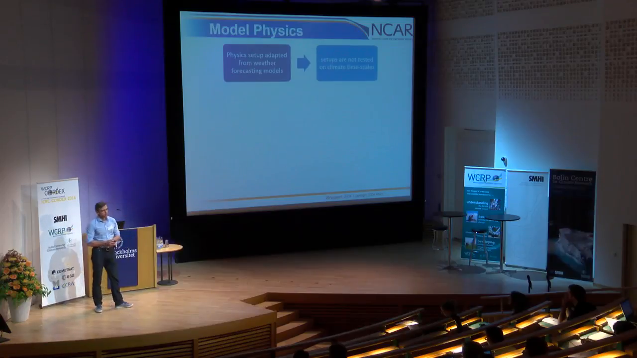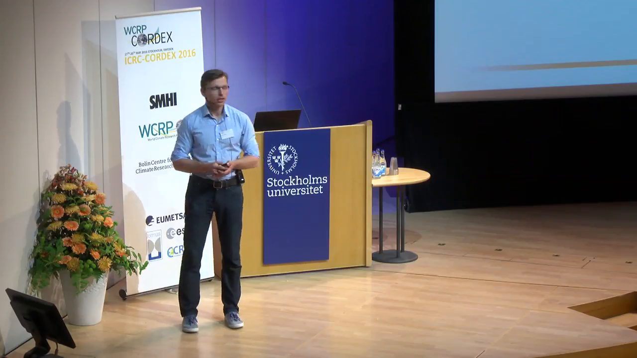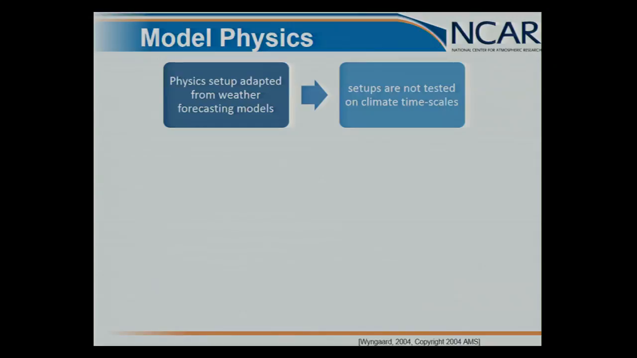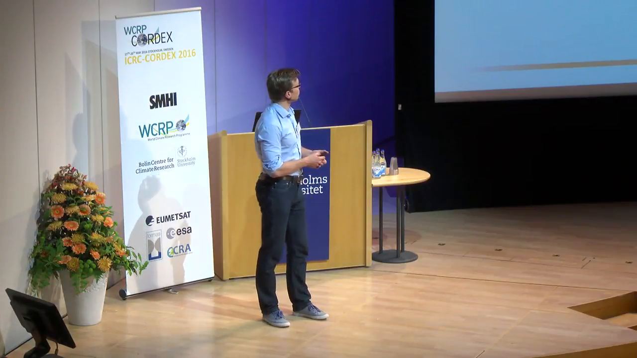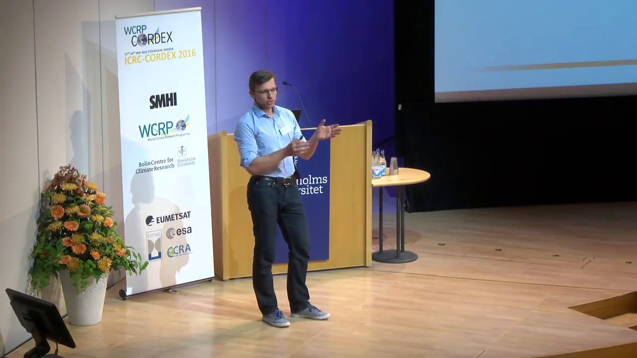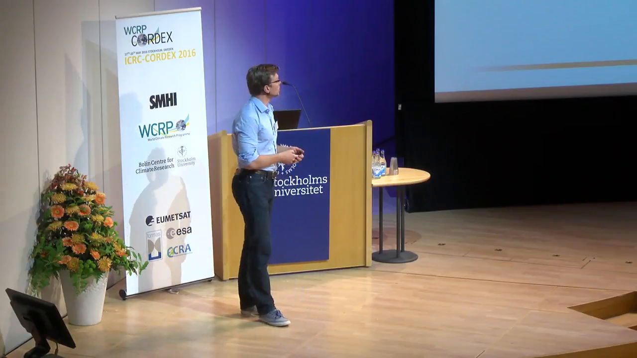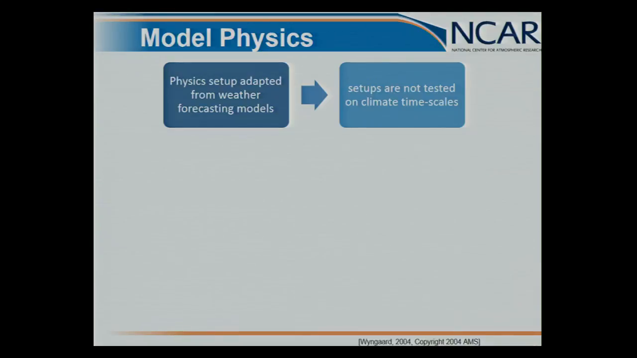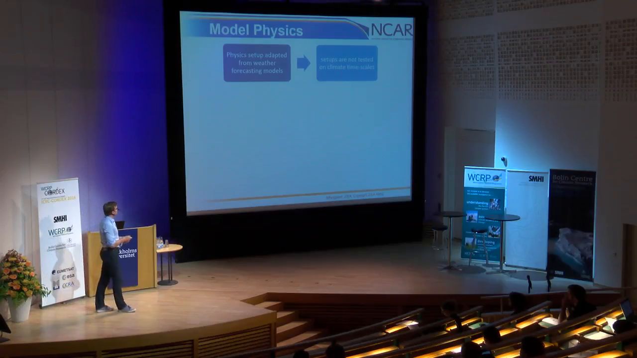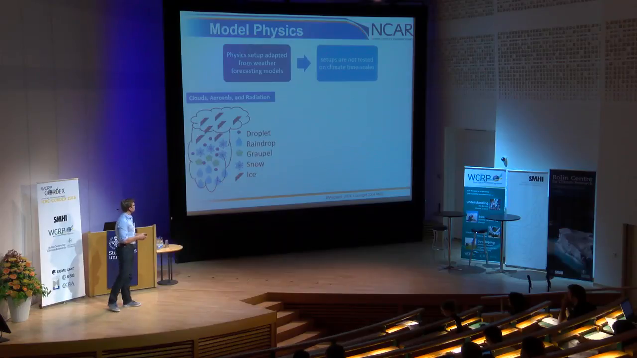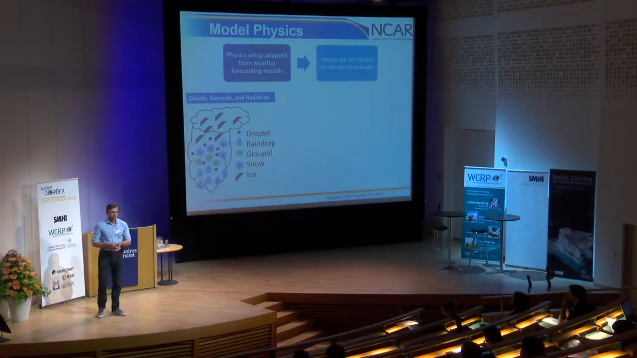So the model physics are, of course, also challenging. What's typically happening in convection-permitting modeling is that people use the setup for their physics from weather forecasting models. So they adapt the physics from the weather forecasting models to their climate models. This means that most physics haven't been tested on climate timescales yet. And this can, of course, cause some problems, especially if you think about cloud, aerosol and radiation in your model.